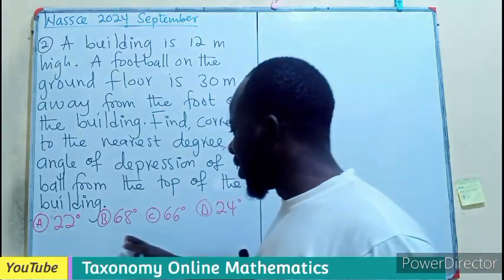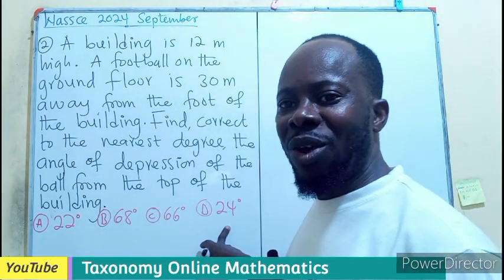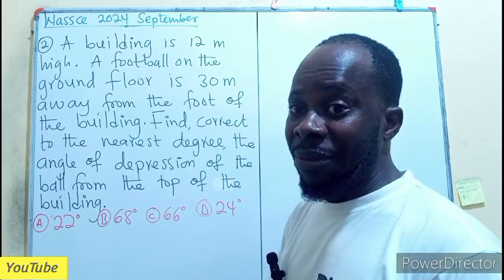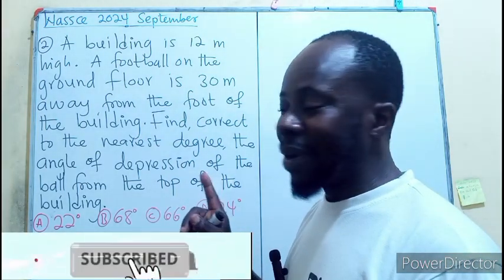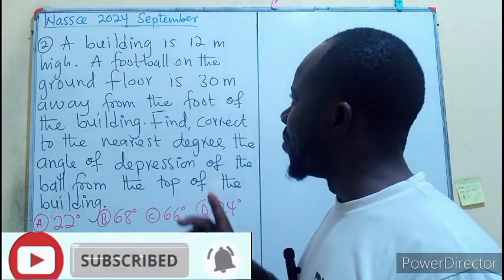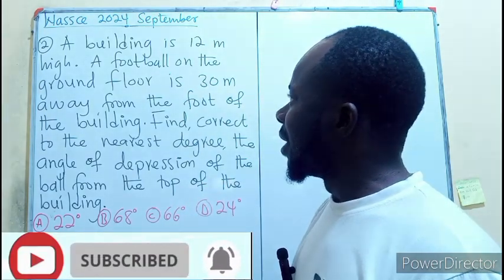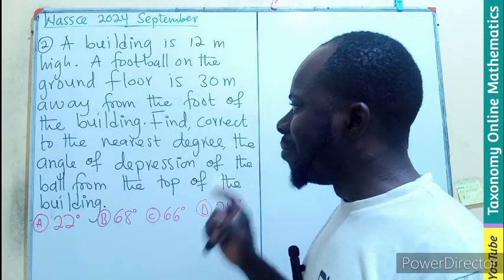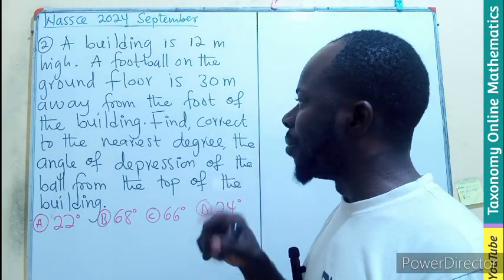Which of these options do you think will be the right option for this question? WASSCE 2024 September edition. Question number 2. A building is 12 meters high. A football on the ground floor is 30 meters away from the foot of the building.